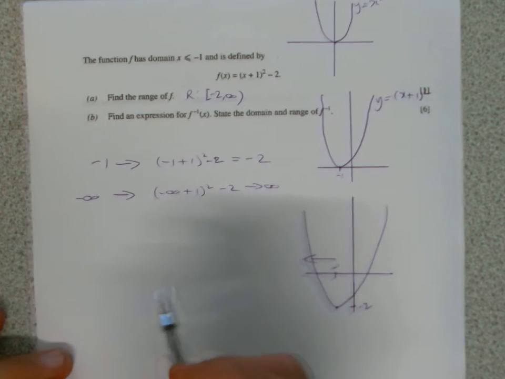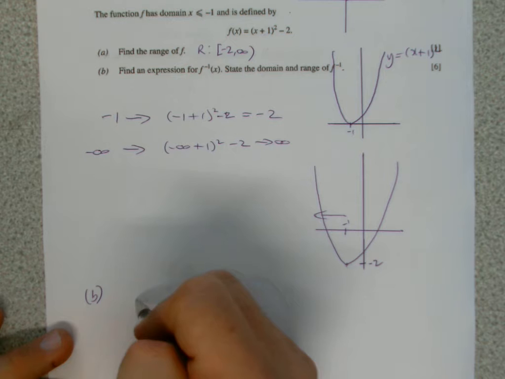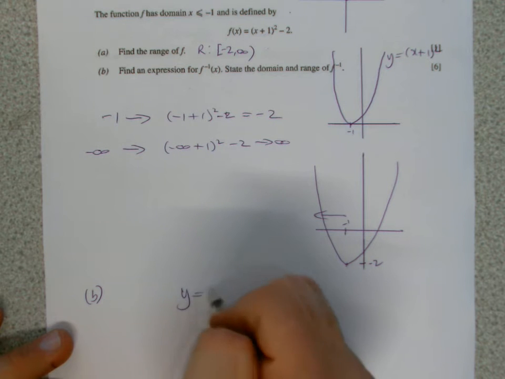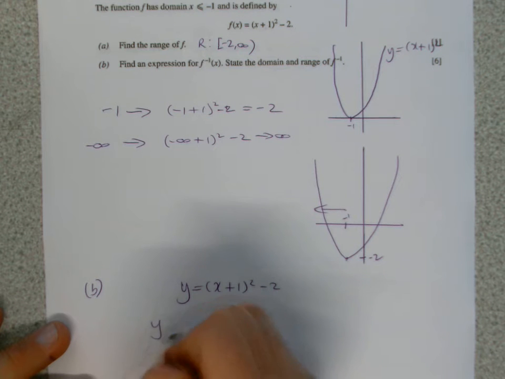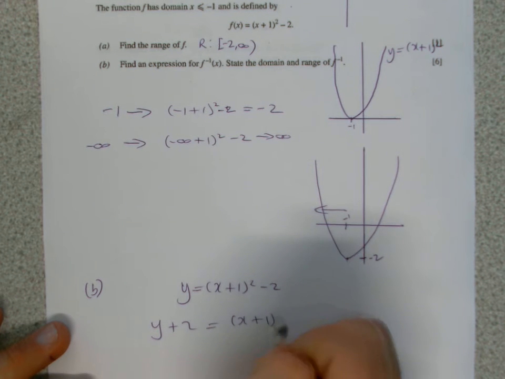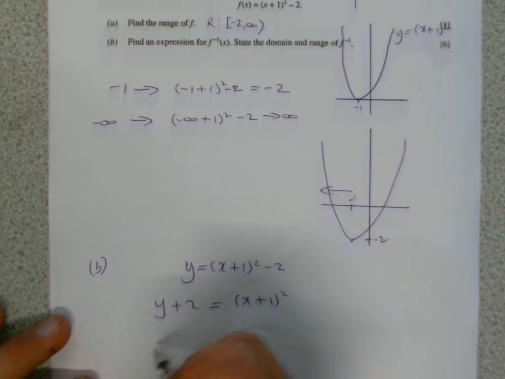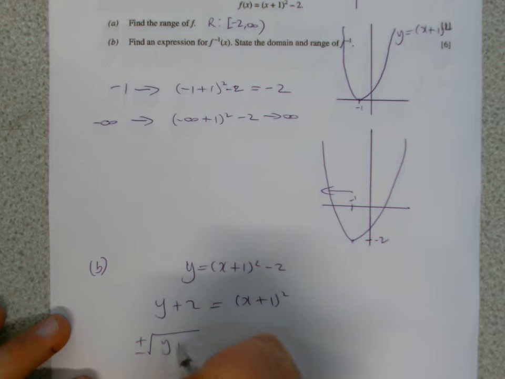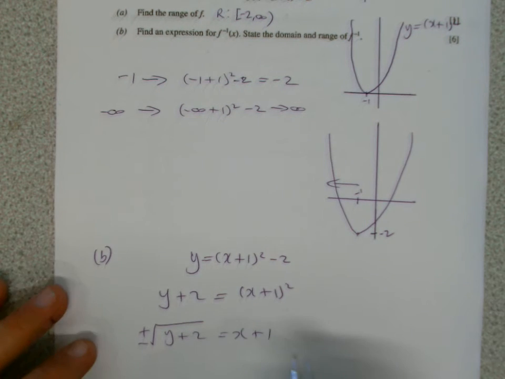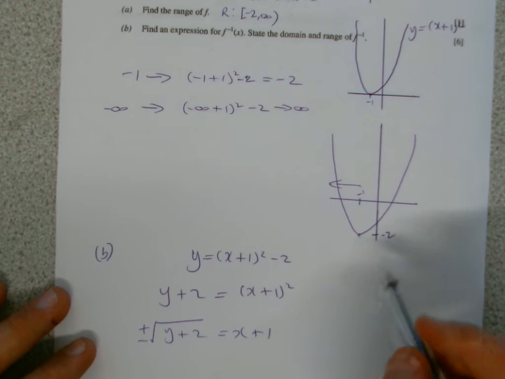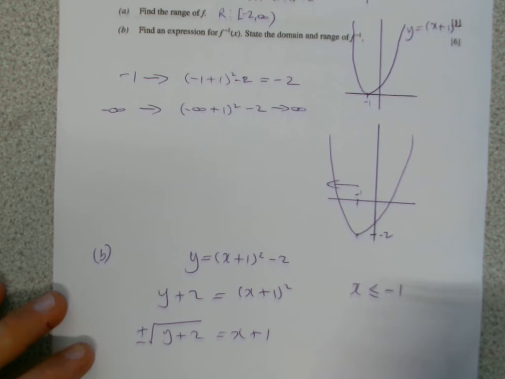Okay, part B then: find an expression for f to the -1 of x, state the domain and range. So if we've got y equals (x plus 1) all squared, take away 2, y plus 2 will be (x plus 1) all squared, alright? And then square root, and when we square root we've got this. Now we must determine whether to take a positive or negative. What I would do actually, I would leave it like this and look at what we've got for the domain.